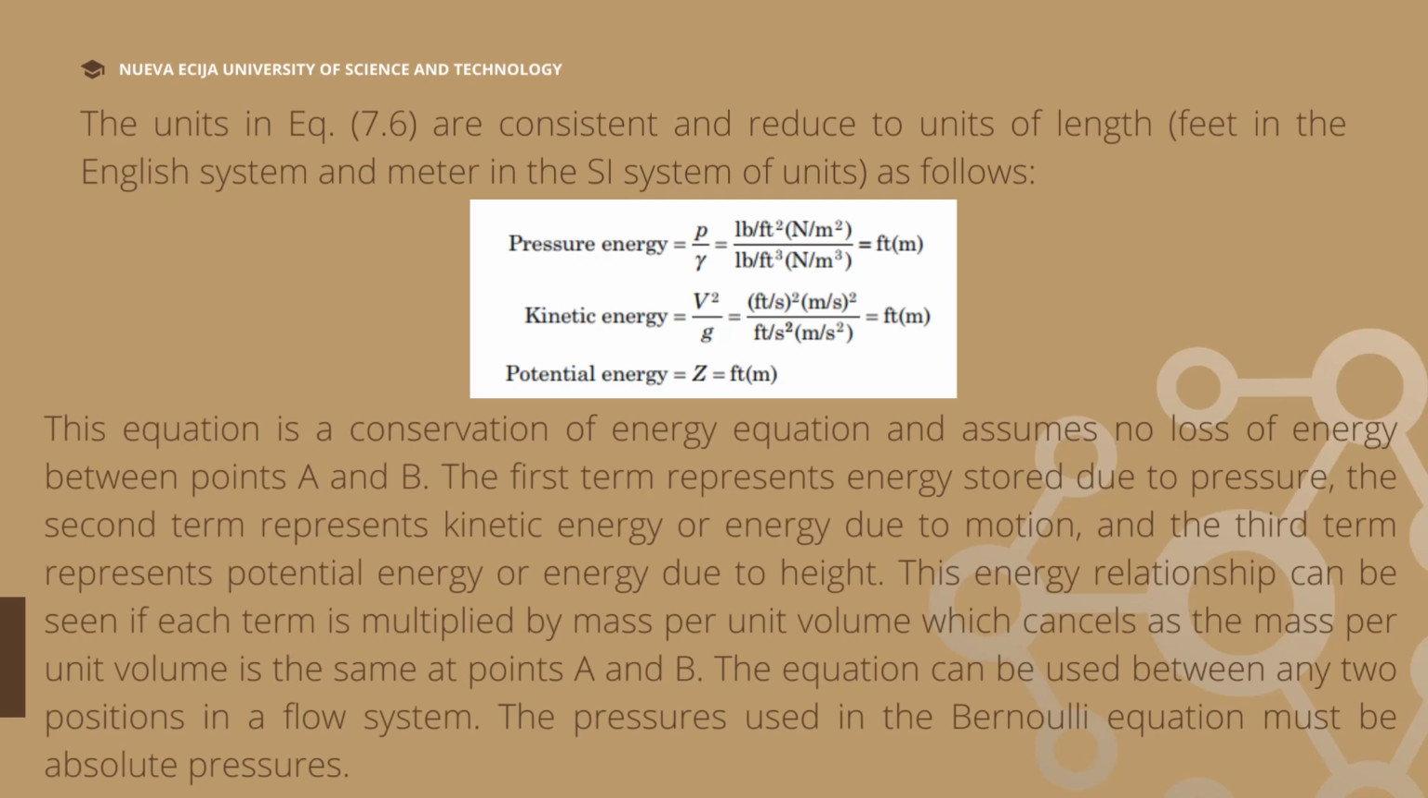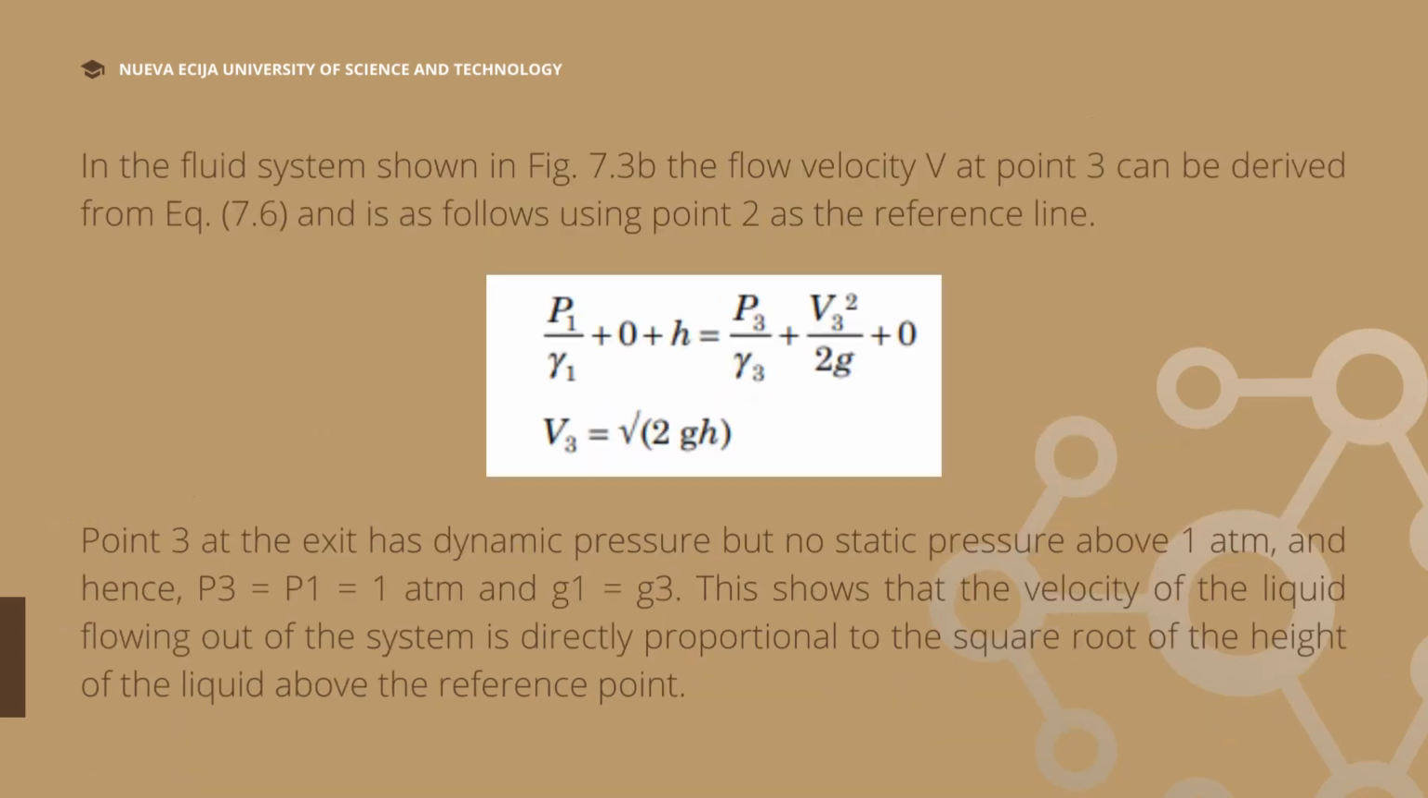This energy relationship can be seen if each term is multiplied by unit volume, which cancels out, as the mass per unit volume is the same at points A and B. The equation can be used between any two positions in a flow system. The pressures used in the Bernoulli equation must be absolute pressures.